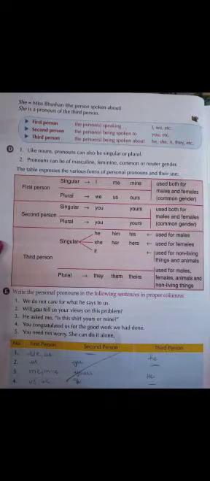Same goes for the second person. Singular is you, yours, and plural can be yours. Third person, singular is he, she, it, him, her, his, hers, and plural is they, them, theirs.